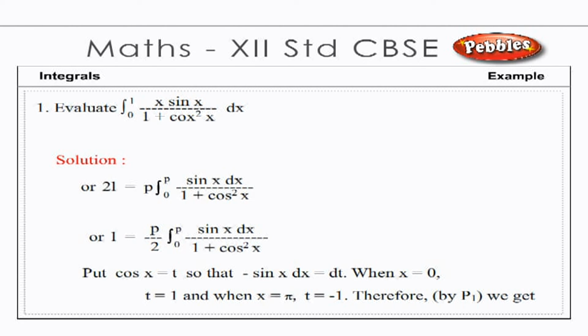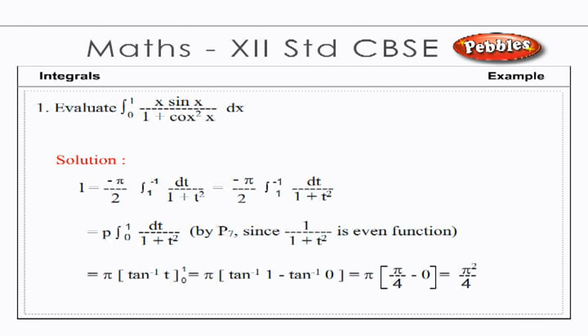Put cos x is equal to t, so that minus sine x into dx is equal to dt. When x is equal to 0, t is equal to 1, and when x is equal to pi, t is equal to minus 1. Therefore, by P1, we get I is equal to minus pi by 2 into integral 1 to minus 1 dt by 1 plus t square, which is equal to pi into integral 0 to 1 dt by 1 plus t square by P7, since 1 by 1 plus t square is an even function.